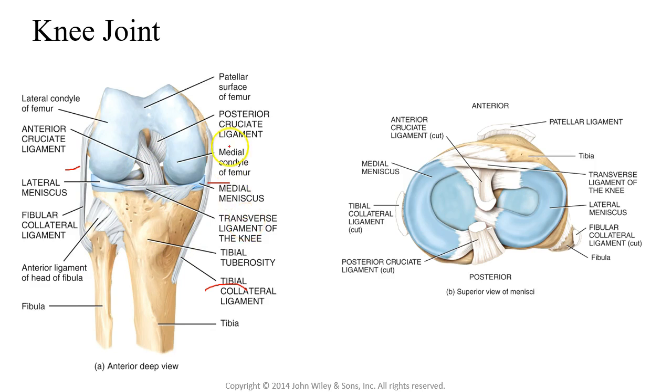Okay, and then we have our articular cartilage. We have the meniscus, which is creating that cushion for the femur to articulate upon.